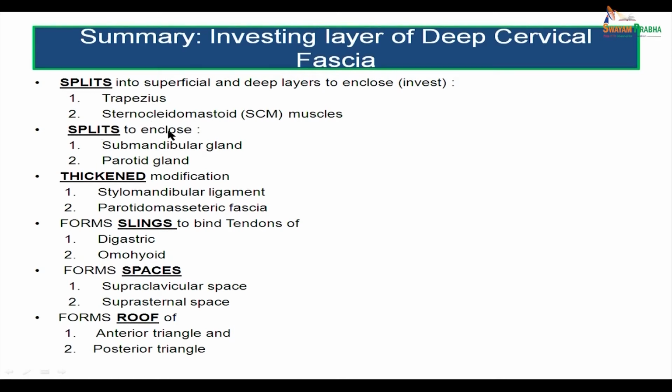To summarize, the fascia splits to enclose two muscles, trapezius and sternocleidomastoid. It splits to enclose two glands, the submandibular gland and the parotid gland. It is thickened to form the stylomandibular ligament and the parotido-mesenteric fascia. It forms slings to bind the tendons of digastric and omohyoid. It forms spaces, supraclavicular and suprasternal. It forms the roof of two triangles, the anterior triangle and the posterior triangle of the neck.